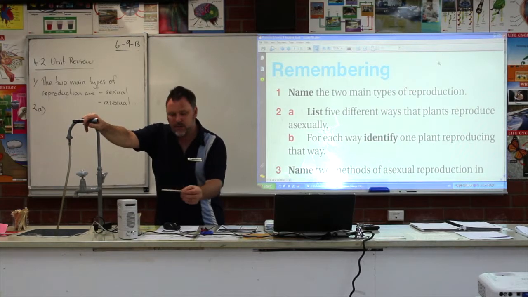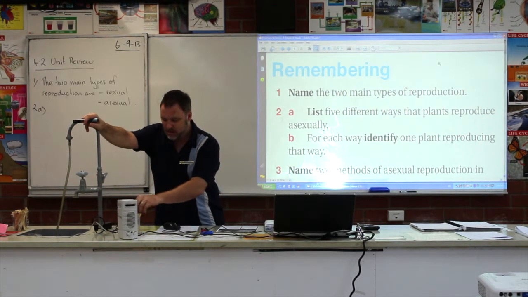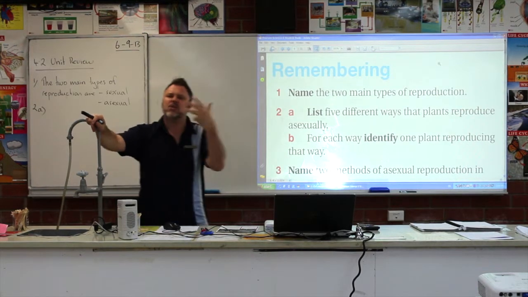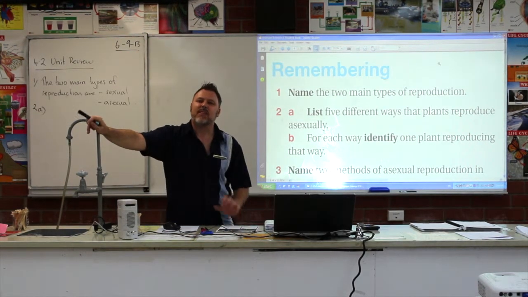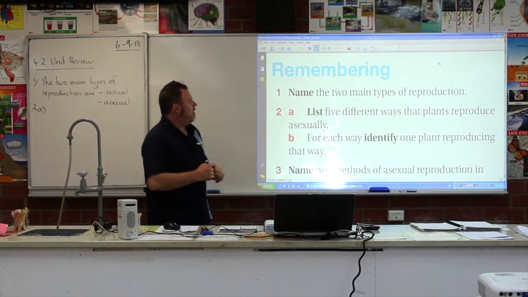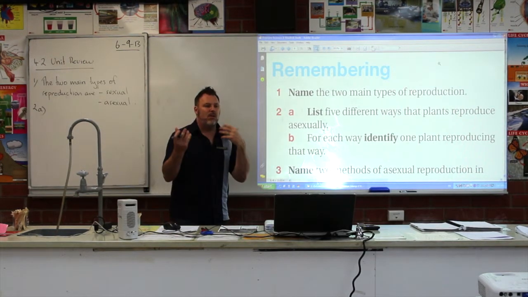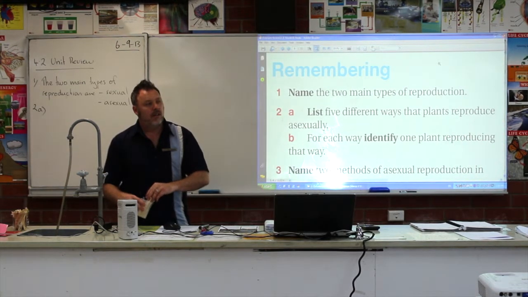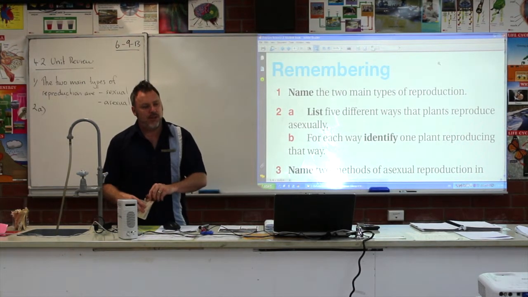What's another characteristic of sexual reproduction, please? Jack. In terms of what it produces. A unique individual. That's it. Good lad. A unique individual, different to both parents. Excellent. Asexual reproduction now, in terms of what's required and what it produces.